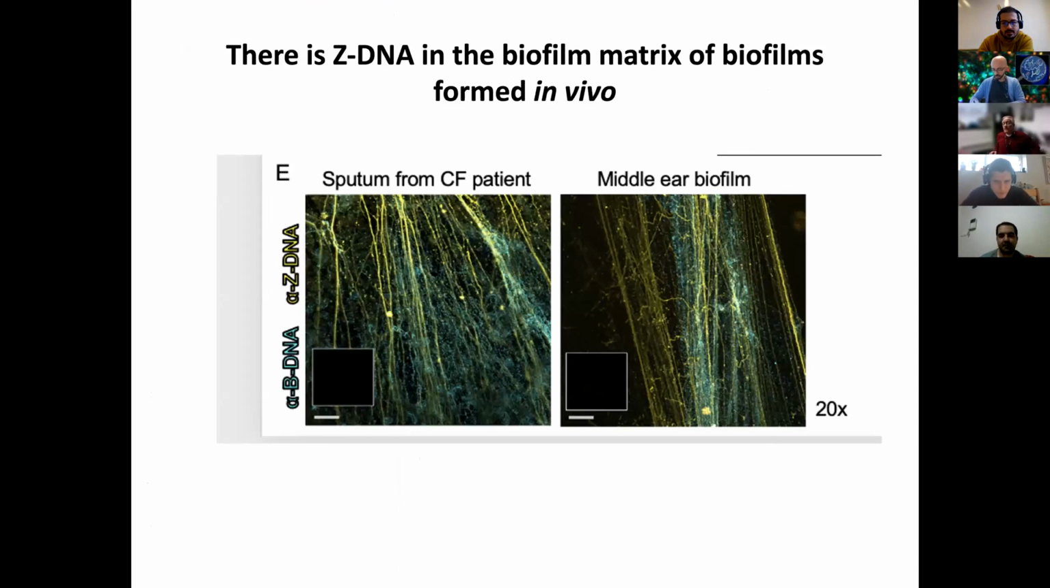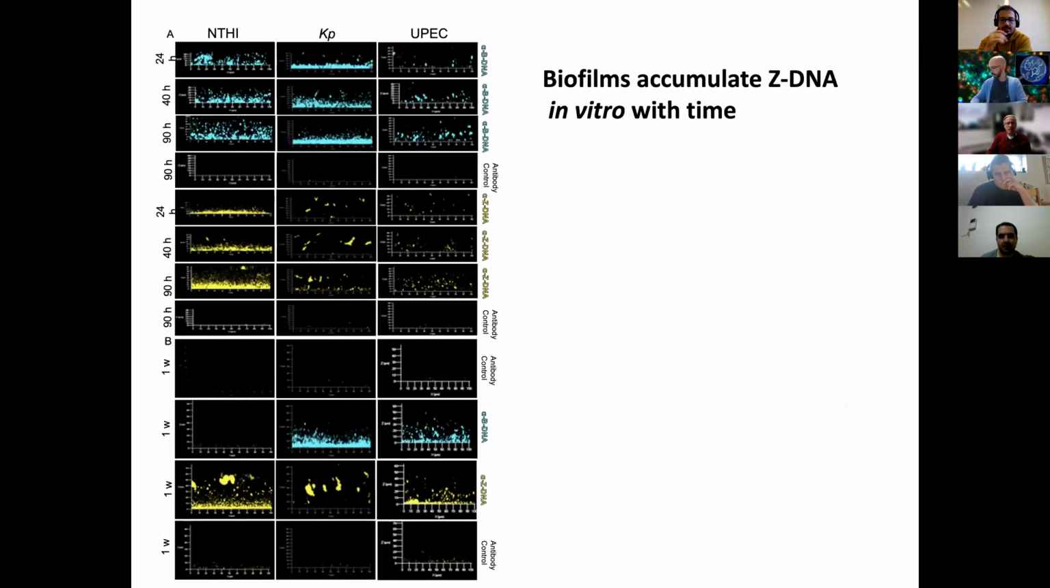We then looked at ex vivo biofilms from the middle ear of chinchilla with otitis media, in addition to CF patients. And this, we would argue, is far more realistic than the in vitro biofilms. But again, we see a lot of yellow compared to the blue. And you can see that the yellow tends to be in long, persistent strands, whereas the blue is more diffuse.